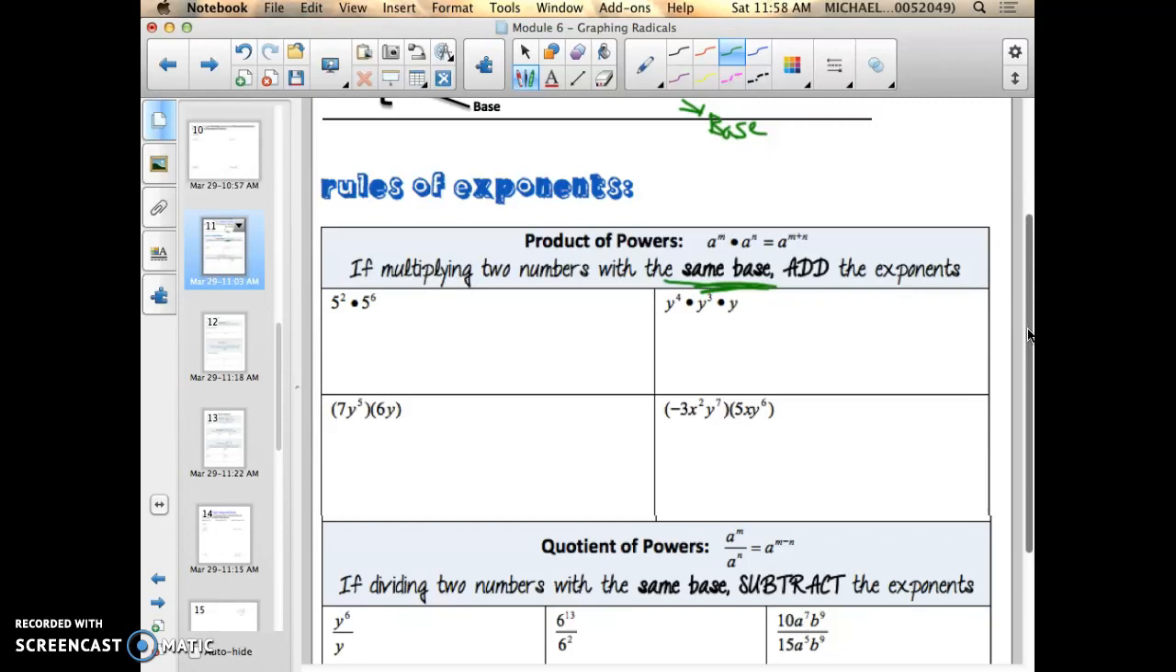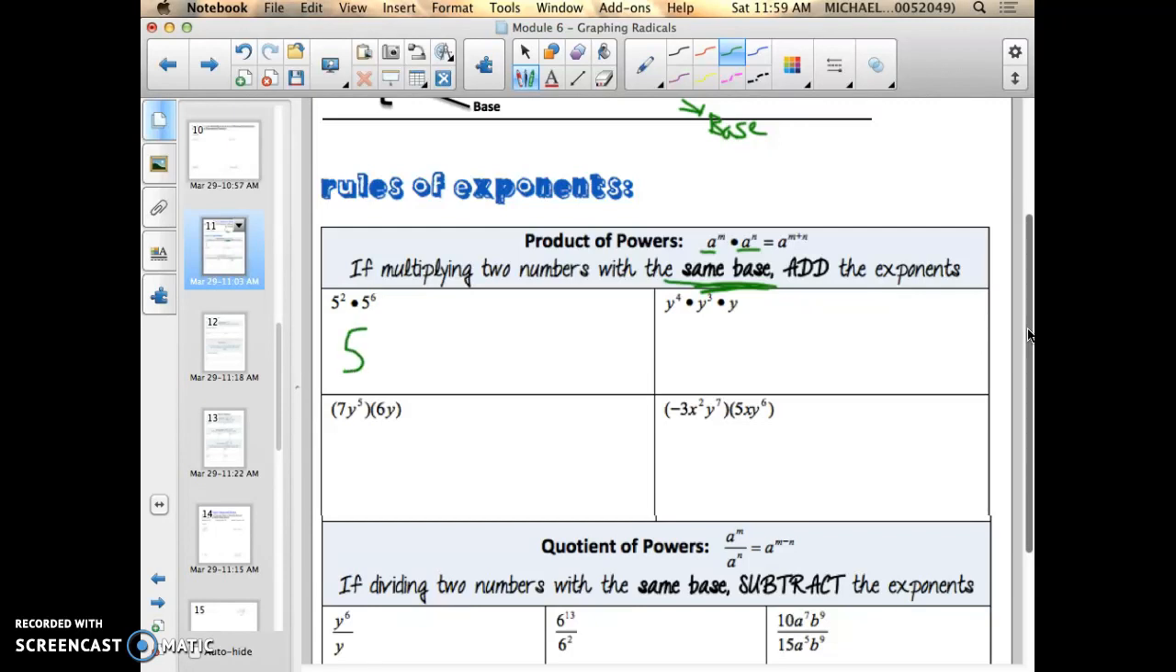So here's an example. A to the m times a to the n equals a to the m plus n. So you add the powers, all right? I'm going to do the examples on the left. I'll have you do the examples on the right. The first thing I look at when I see 5 squared times 5 to the 6th is that the bases are indeed the same. So I can apply the product property.